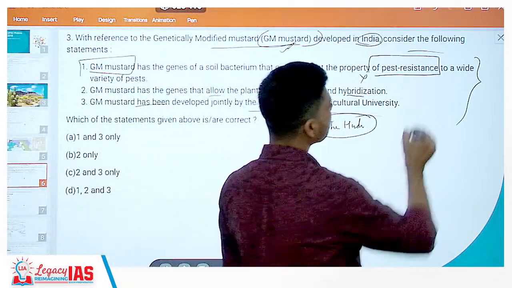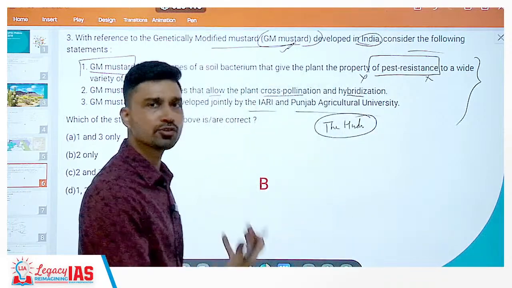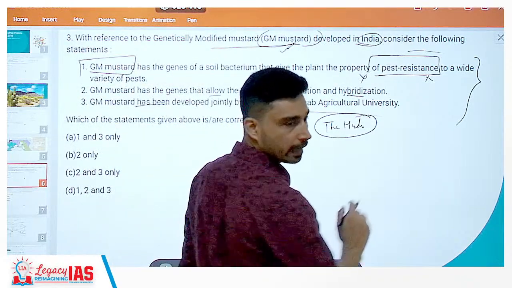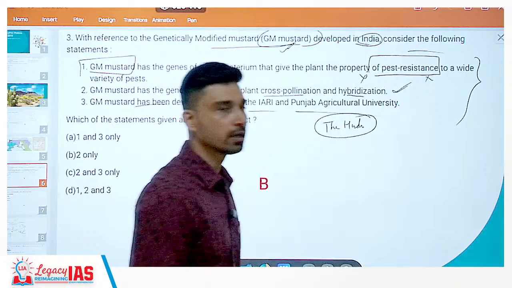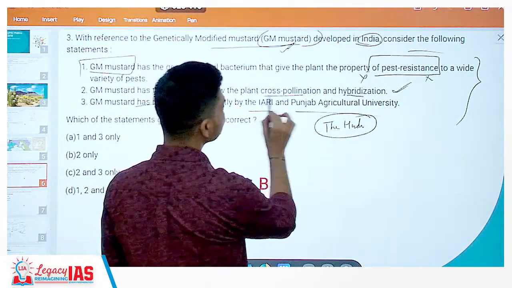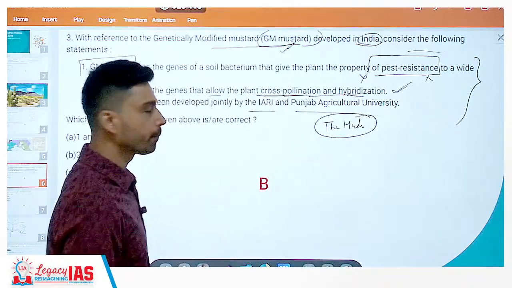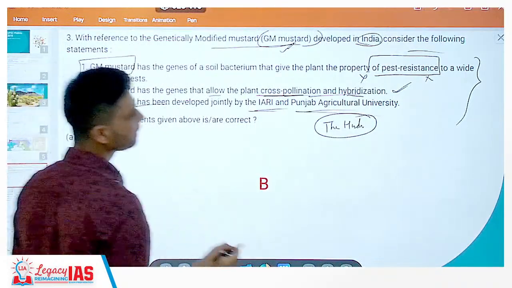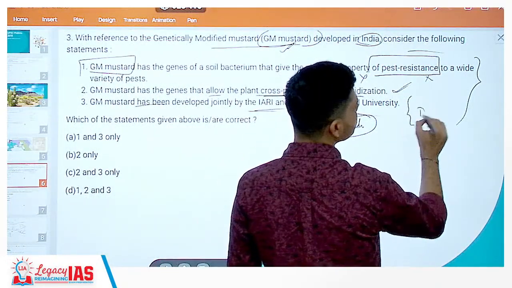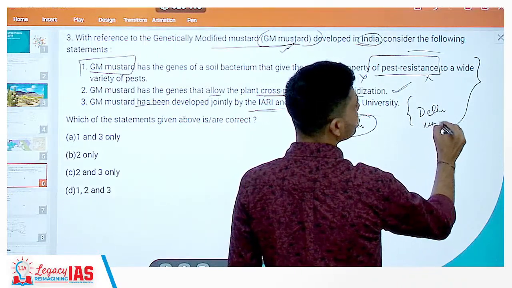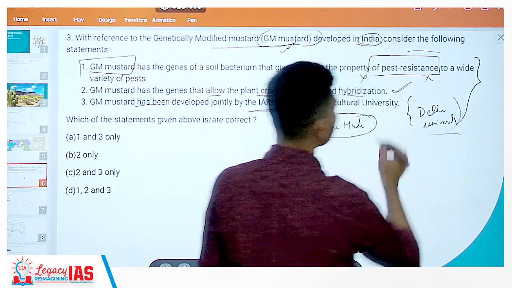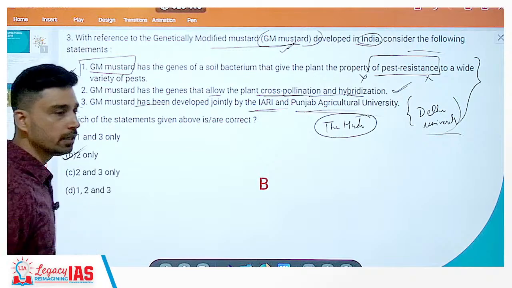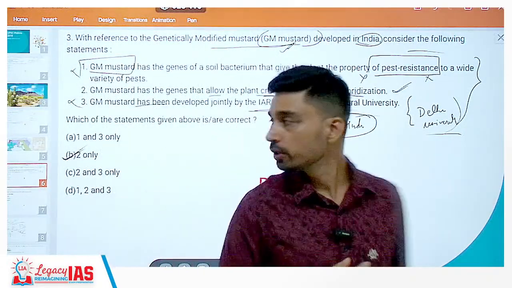The pest resistance property is not the focus area here, and that is also not the uniqueness of GM mustard. Second, it has the genes that allow the plant cross pollination and hybridization. So this indeed is a correct statement. That is how the plant is able to survive and thrive, and the yield becomes very, very high. And third, GM mustard has been developed jointly by the IARI and Punjab Agriculture Institute. That is incorrect. This GM mustard has been developed by Delhi University. So the third statement is also incorrect. The correct option here will be B, that is 2 only. So that is all about this question.